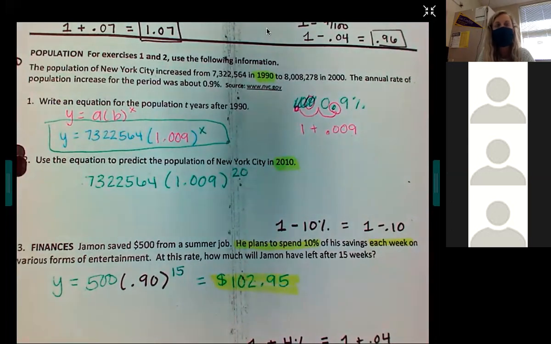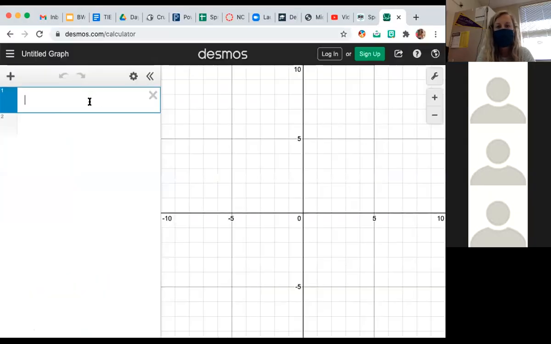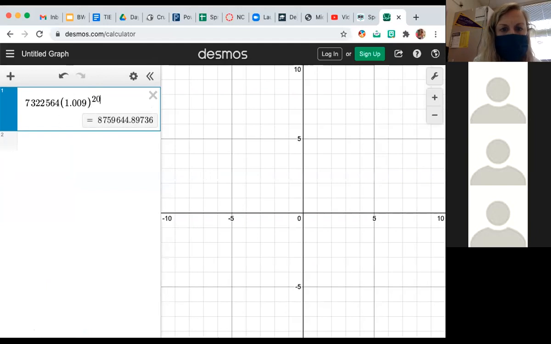So y'all look, let's go to Desmos. Do y'all have that written down? Okay. So we're going to type it in Desmos. Mine will load. There we go. 7,322,564 times 1.009 raised to the 20. Ooh, that's a lot of people. So 20 years later, how many people do we have?